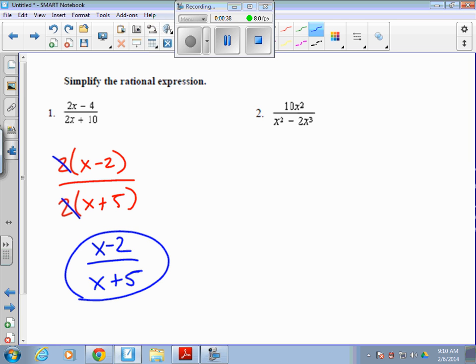The same thing with number 2. 10x squared is on top. Can't do anything with that one. But what do they have in common on the bottom? They have x squared. Pull that one out. It gives you 1 minus 2x. And then what they have in common on both the top and the bottom is x squared. Leaves you with 10 over 1 minus 2x.